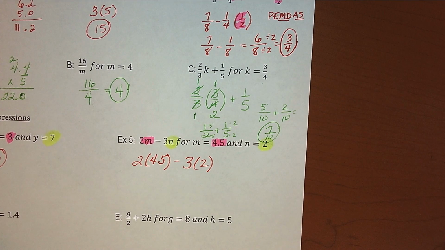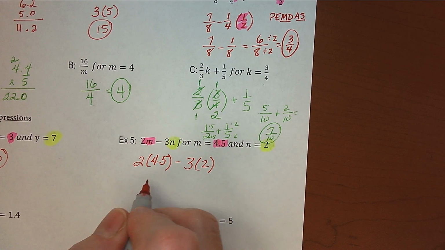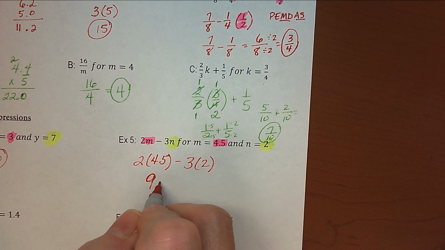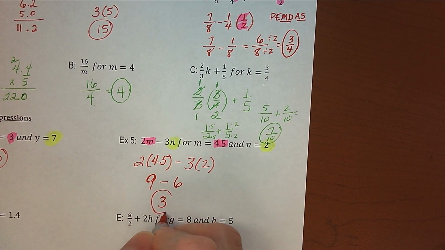All right, so 2 times 4 and 5/10, so 2 times 4.5. 2 times 4.5 is 9. Minus 3 times 2 is 6, so 9 minus 6 is 3.